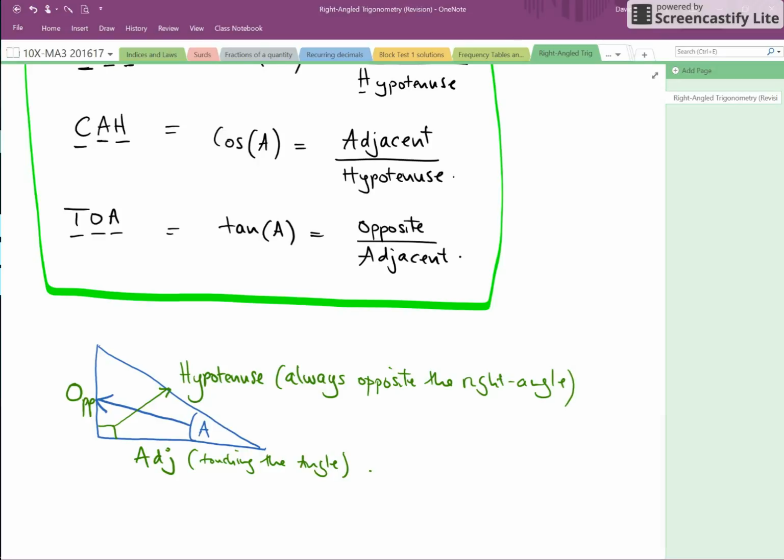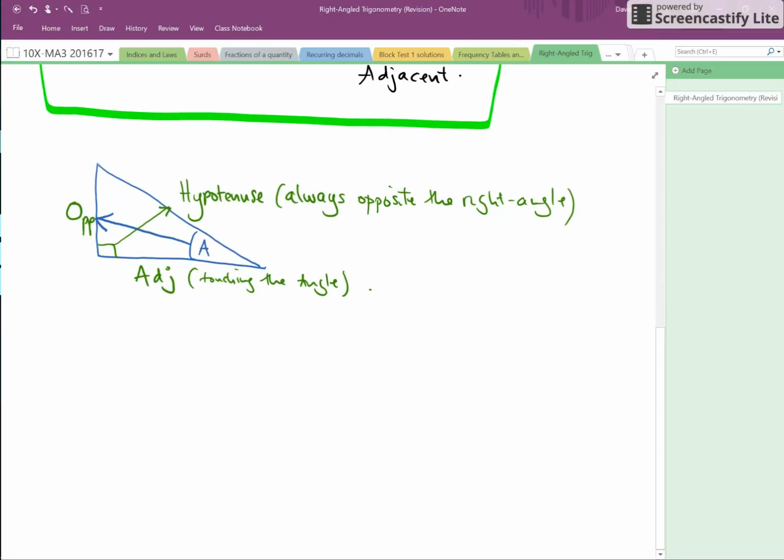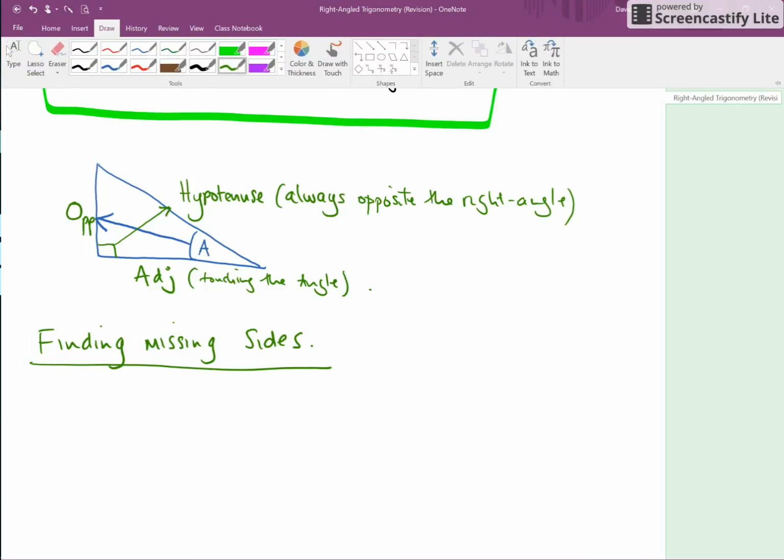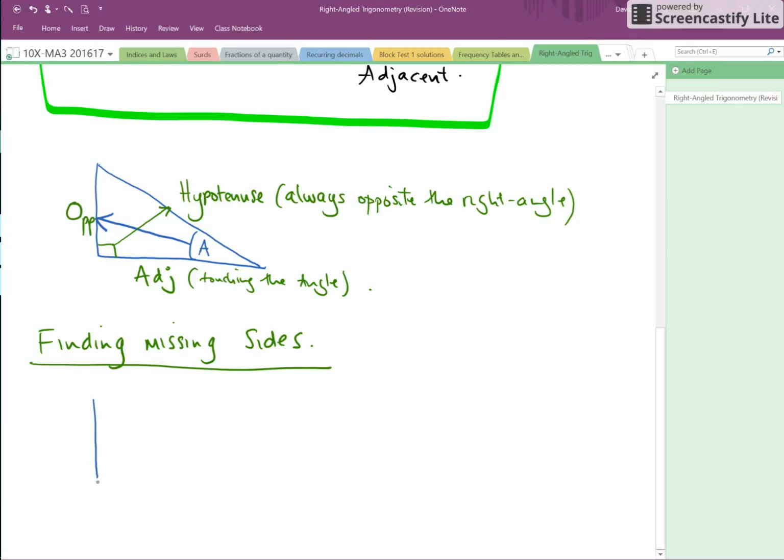Okay, so that's SOHCAHTOA. Let's do a quick problem on SOHCAHTOA. First of all, we're going to look at finding missing sides. So let's have an example that looks something like this. And let's say we want to try and find this missing side A. Sorry, let's call it A actually. And we'll call our angle capital A.